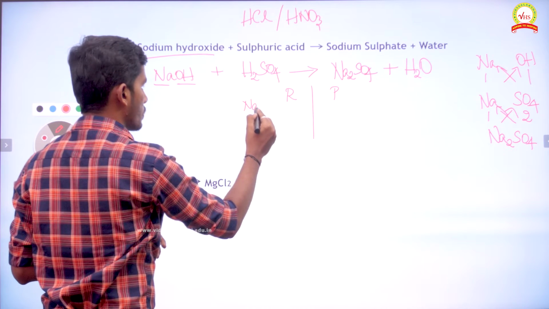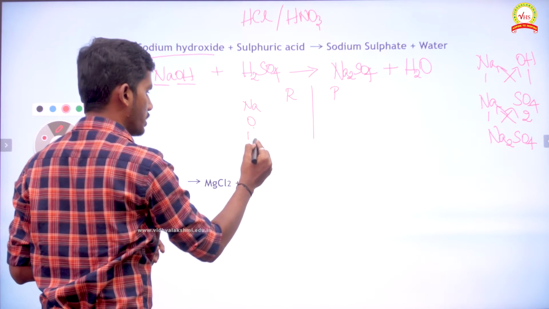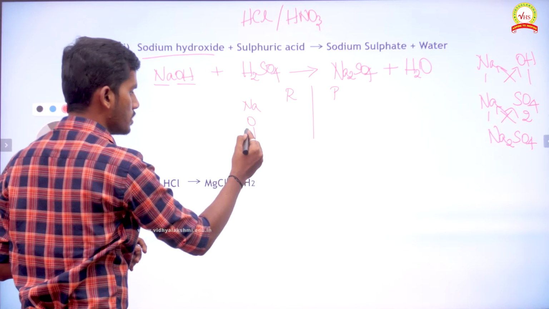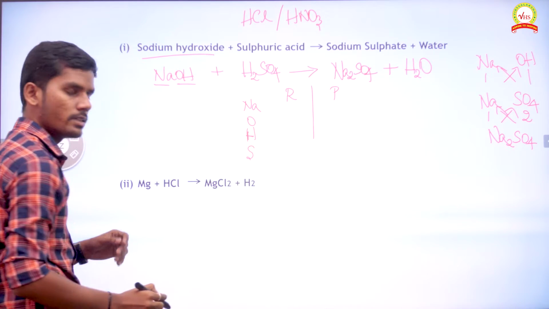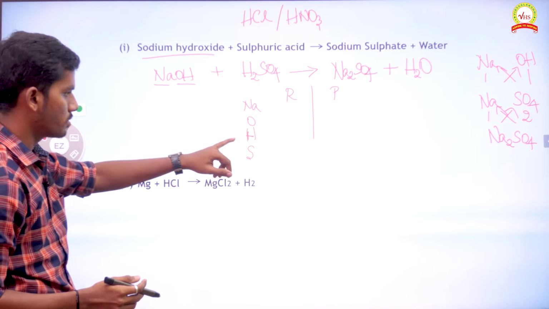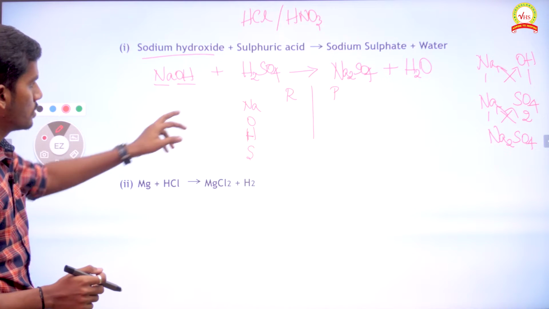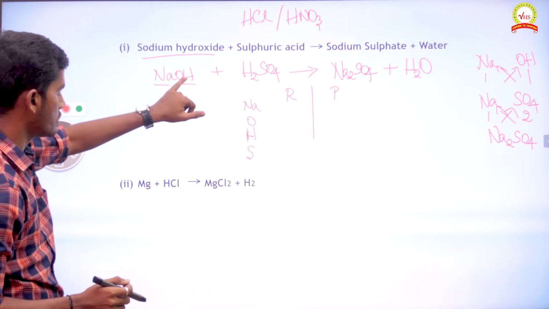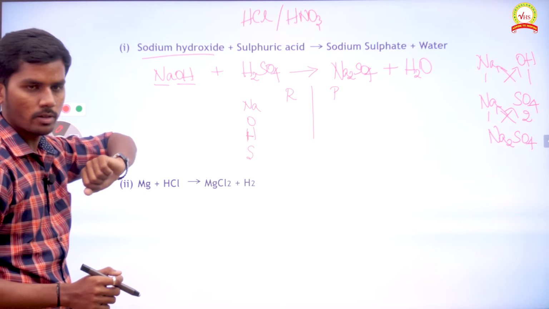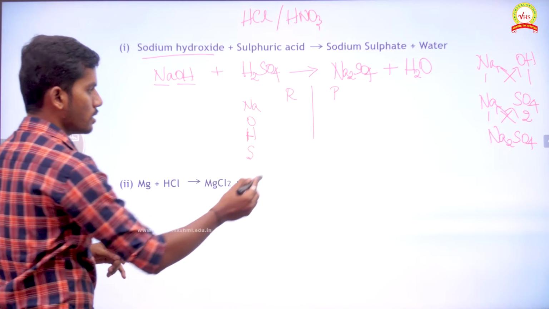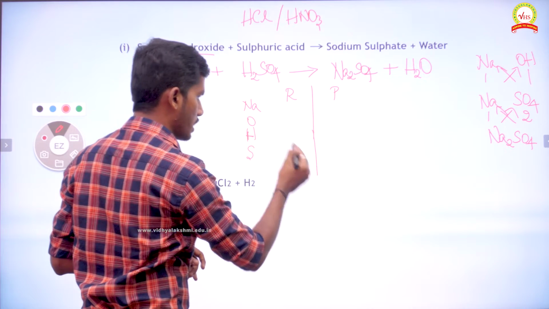Sodium, oxygen, hydrogen, and then what are the atoms present? Sulfur. Is there any other atom other than this? Sodium, oxygen, hydrogen and sulfur? Just check it in the equation. No, right? So sodium, oxygen, hydrogen, sulfur. Okay, just write the list of atoms and write the number of atoms present in each case.